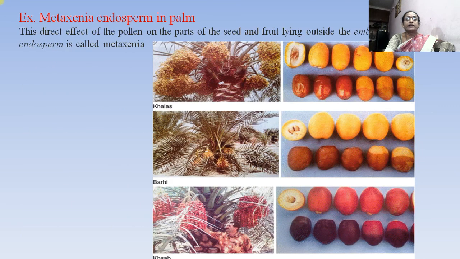Then an example of metaxenia is in the palm tree particularly. Here these are the palm fruits, and we can see very clearly they are of different colors due to the presence of hormones and the direct effect of pollen on the part of the seed and fruit lying outside the embryo and endosperm. These are the seeds, and on the seeds these are the effects of this pollen, and due to the pollen hormones the color changes. This is all about metaxenia.